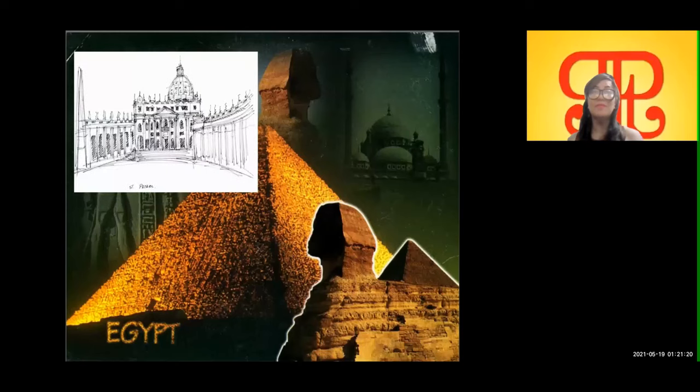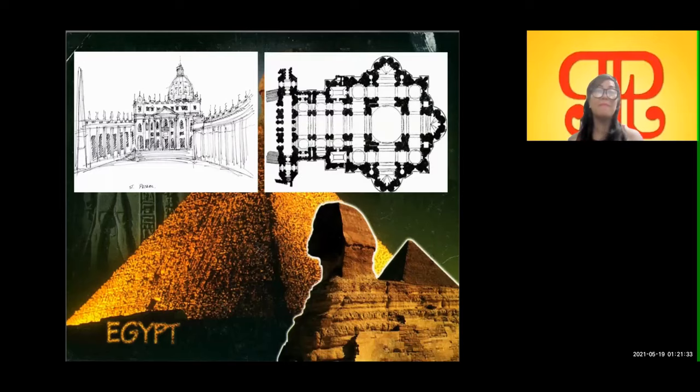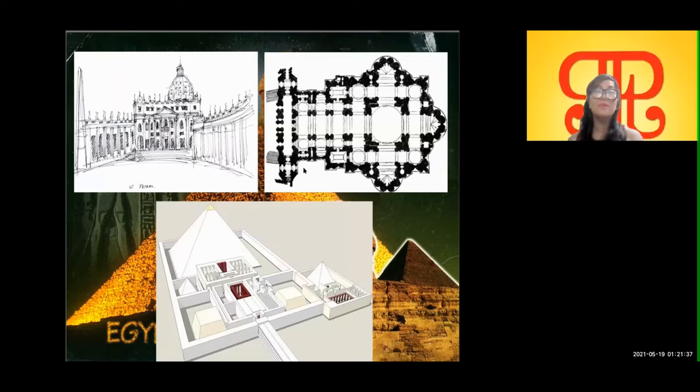Okay. So this one is the square of St. Peter Basilica, and this one is the plan, and this one is the pyramid, which is equated to the size of St. Peter Basilica.